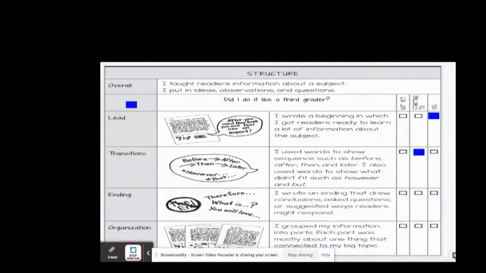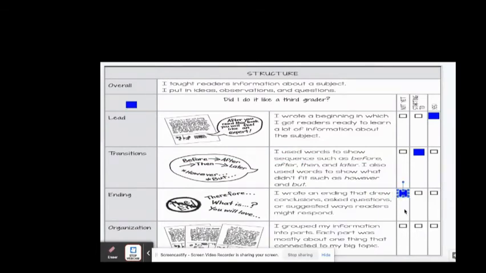Let's take a look at ending. I wrote an ending that drew conclusions, asked questions, or suggested ways readers might respond. Think about it. Reread your writing. Then ask yourself, did you include an ending that drew conclusions, that asked questions, or that suggested ways readers might respond? If your answer is not yet, you have time to go back and do it.